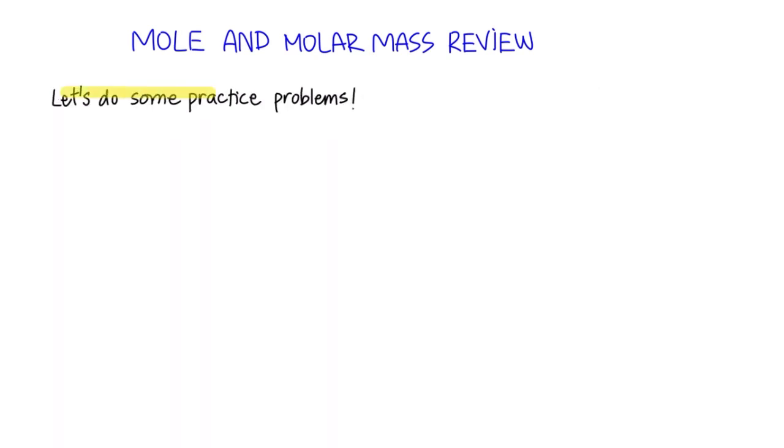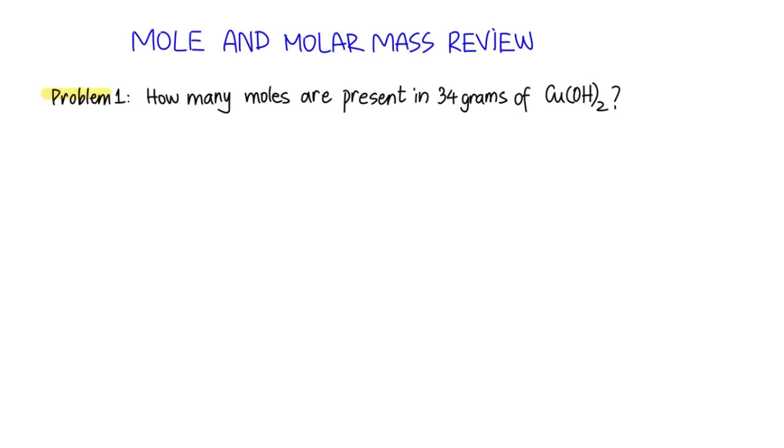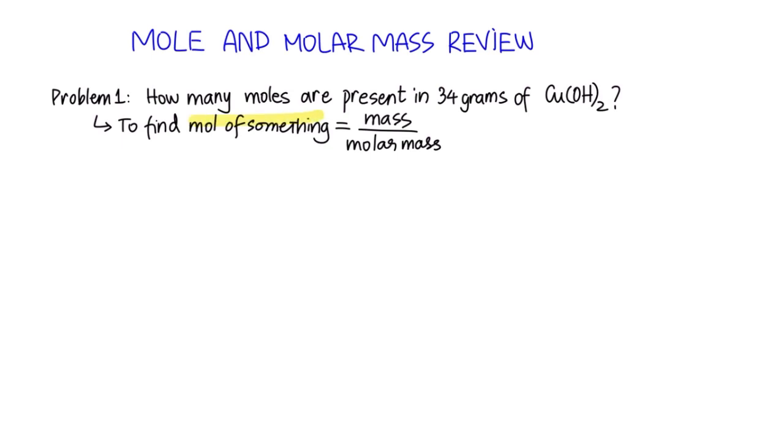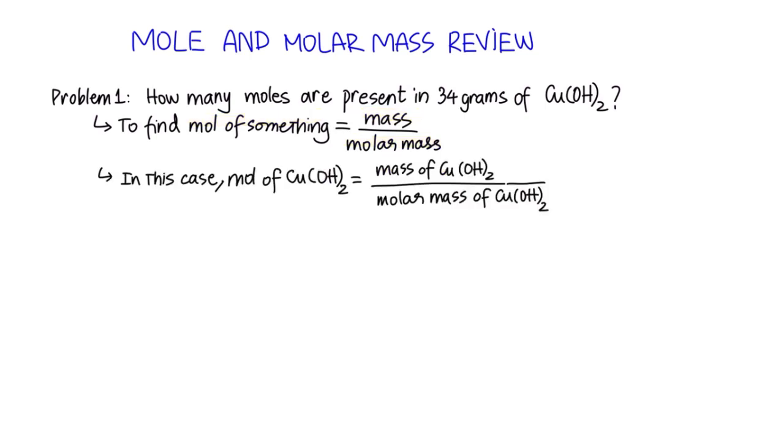Now let's do some practice problems. Problem 1. How many moles are present in 34 grams of Cu(OH)2, or copper hydroxide? To find the mole of something, the formula is to take the mass of that compound divided by the molar mass of that compound. So in this case, to find the mole of Cu(OH)2, we're going to take the mass of Cu(OH)2 divided by the molar mass of Cu(OH)2. For the mass, we already have in the prompt that there are 34 grams, so all we have to do now is calculate the molar mass of Cu(OH)2.